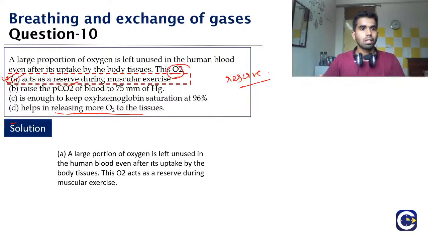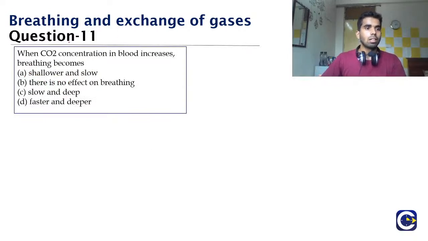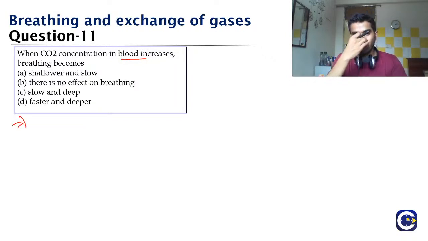Now coming to question number 11. When carbon dioxide concentration in the blood increases, breathing becomes... Actually, this is an interesting question because I do not need to answer this. If you want the answer, just close your nostrils and sit for 1 minute and you will automatically get the answer. Option A, breathing becomes shallower and slow. Option B, there is no effect on breathing. Option C, the breathing is slow and deep. And option D, breathing is faster and deeper.